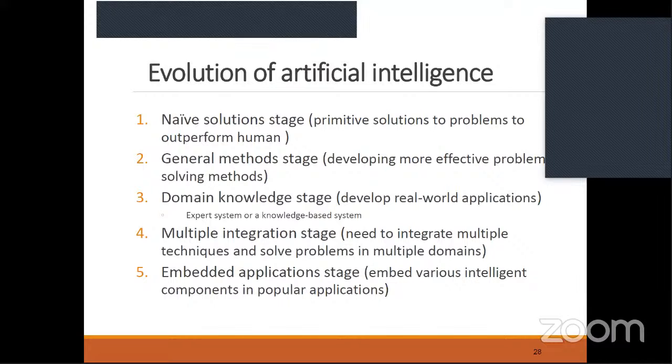And finally, it went into the embedded application stage, embedding various intelligent components in popular applications. Now, it is believed that 80% of the computers which we see are basically embedded computers. You may have seen computers on desks, but you never realize that there's a computer in your watch, in your bike, in your car, in your mobile phone. So you have one computer on your desk and five computers in your pocket, in your car, in your watch and in your pen.